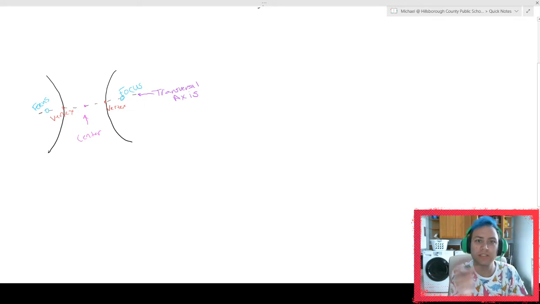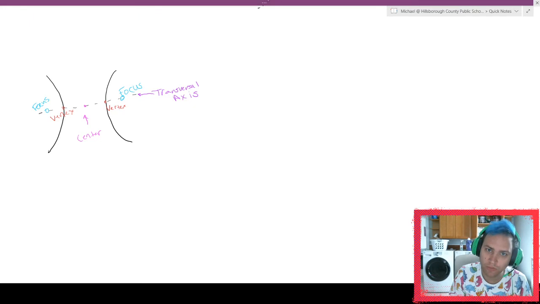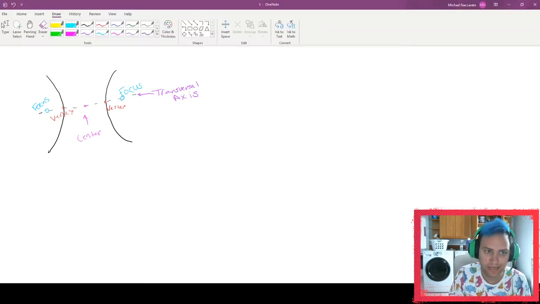Again, we could turn this completely sideways, right? We could turn this sideways and it would be the same exact thing, just the transversal would run up and down. So just be mindful of that. It doesn't always have to run side to side. It just does in this case.